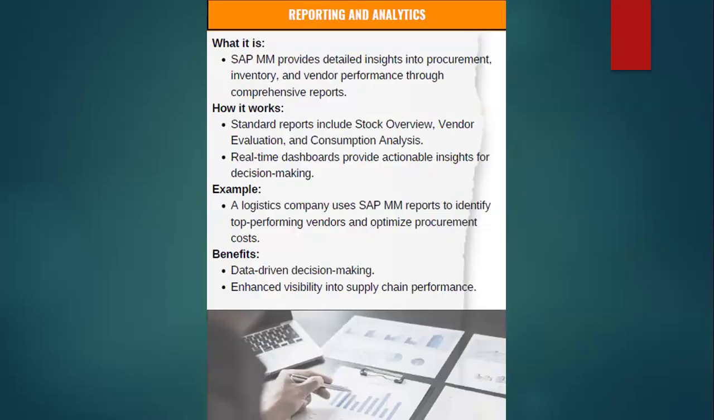Now coming to reporting and analytics. SAP MM provides detailed insights into procurement, inventory, and vendor performance through comprehensive reports. How does it work? Standard reports include stock overview, vendor evaluation, and consumption analysis. It can provide real-time dashboards and actionable insights for decision making. For example, a logistics company uses SAP MM reports to identify top performing vendors and optimize procurement costs. It gives the benefits of data driven decision making, and it enhances visibility into supply chain performance.